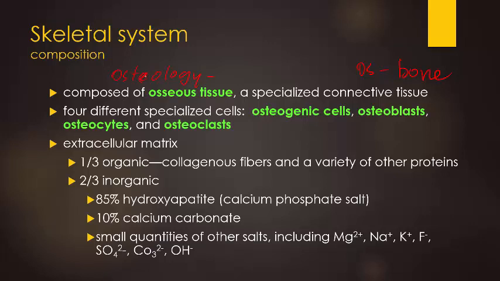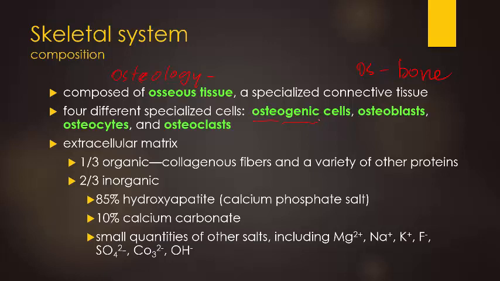So osseous tissue is a specialized connective tissue. And if you remember connective tissues, they're composed of a specialized cell, along with a ground substance and the protein fibers that make up the extracellular matrix. So in osseous tissue, the four specialized cell types that we see are osteogenic cells. Osteo, that's bone. Genic means beginning. So these are the cells that divide and produce other cells that are going to be fully differentiated and are going to be the bone building cells.